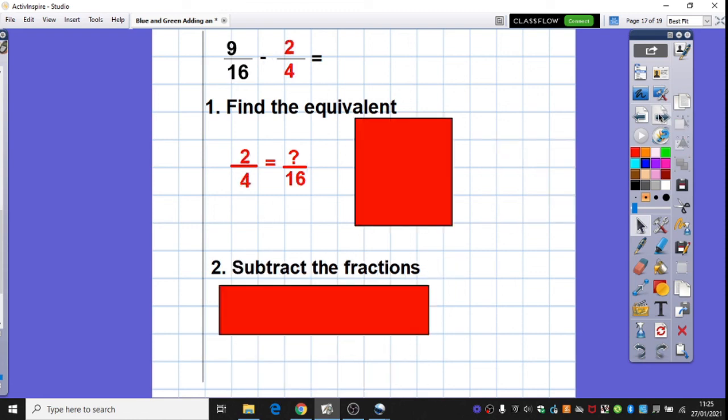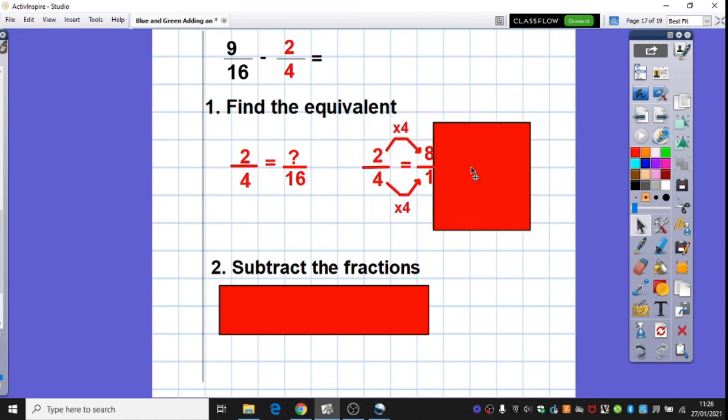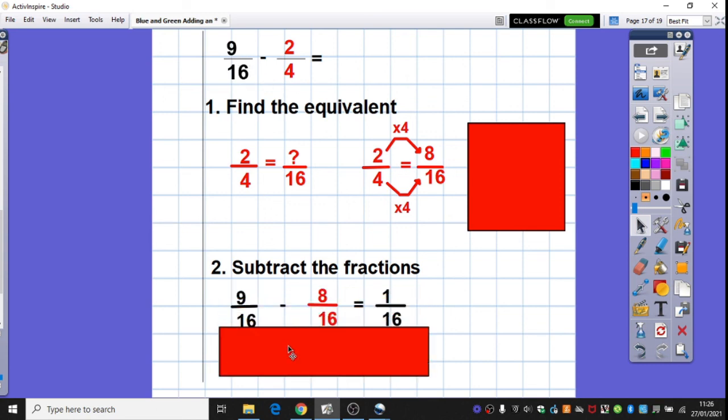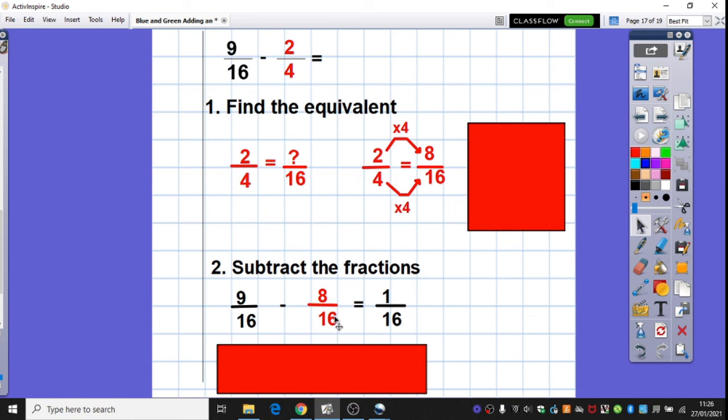Let's have a look at subtracting then two fractions with different denominators. 9/16 subtract 2/4. Now again, we're going to be finding an equivalent fraction for the denominator which is the smallest. So we can see here we've got 2/4 and we want to turn it into 16ths. So 4 times what is 16? 4 times 4 is 16. So let's do the same to the top. 2 times 4 is obviously 8. So we've got 8/16 now. So now we have 9/16 subtract 8/16, which is equal to 1/16.